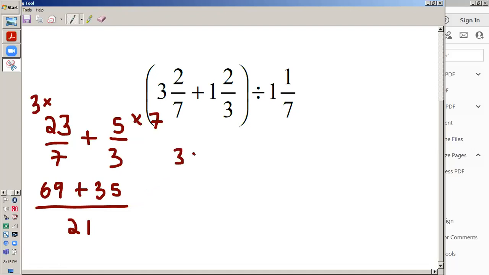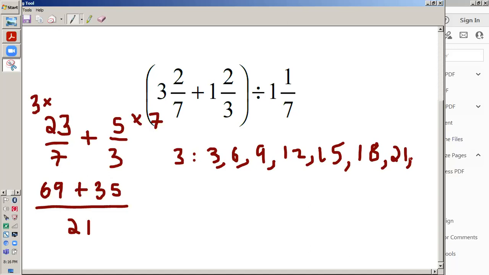All right. What you're going to do is find the multiples of 3. Multiples of 3 are 3, 6, 9, 12, 15, 18, 21, 24. I could do the same thing with 7. Should I stop, or are you following? You can stop. All right.